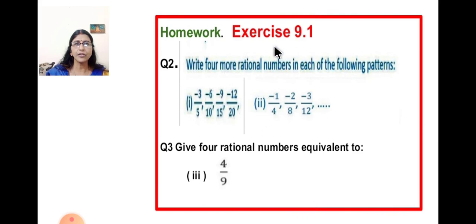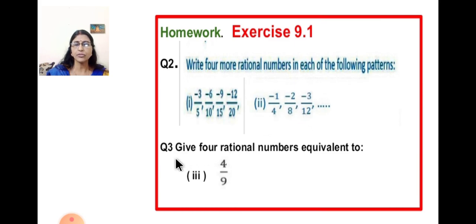Now children, this is your homework for today. Question number 2 of exercise 9.1. Write 4 more rational numbers in each of the following patterns. Here you can see 4 rational numbers are given. You have to write 4 more rational numbers. You have to see the pattern, and on that basis you have to write. You have to find out the other 4 rational numbers. Here 3 are given, so you have to find another 4 rational numbers.